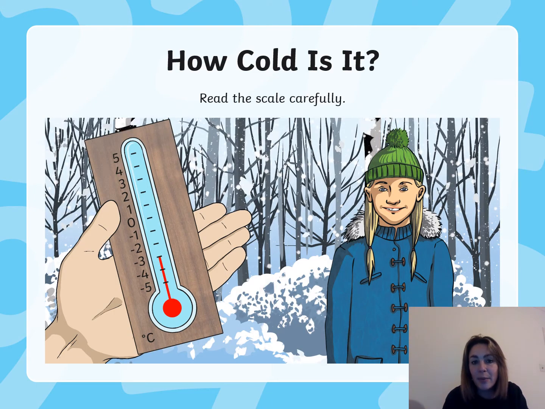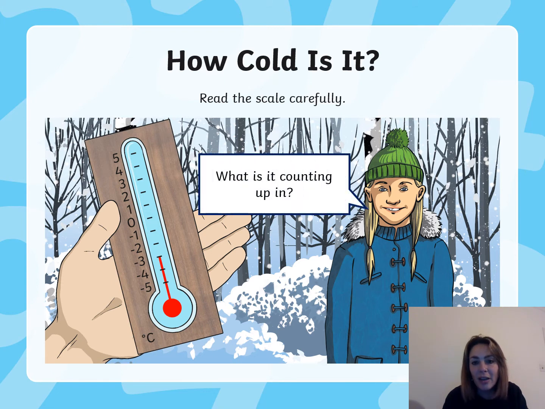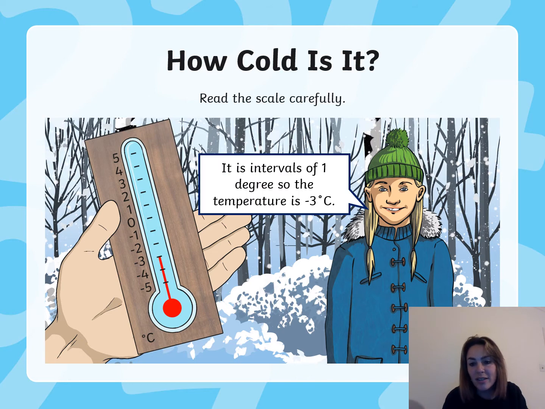So how cold is it? We need to read the scale carefully. Remember to have a look at the scale, the same success criteria we've used when reading scales in the past, and you can see that it's counting in integers of 1, and the temperature it shows is -3 degrees Celsius.